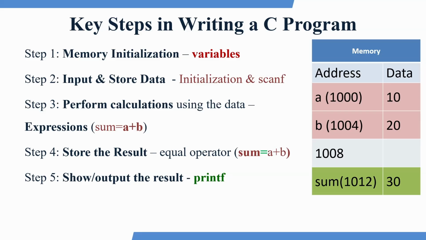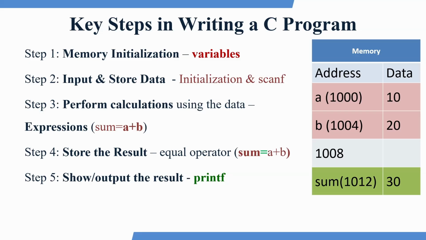So the first step is that to add two numbers, we need to allocate two memory locations. To allocate two memory locations, we need to declare the variables first. For however much data you are using in your program, you have to define that many variables.